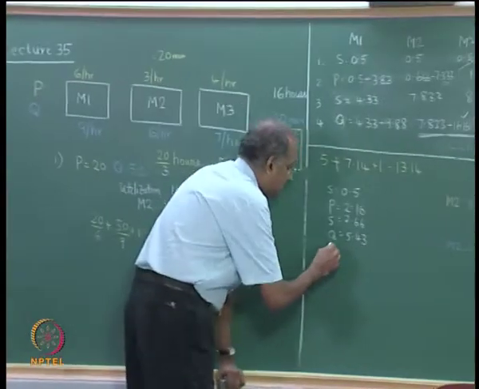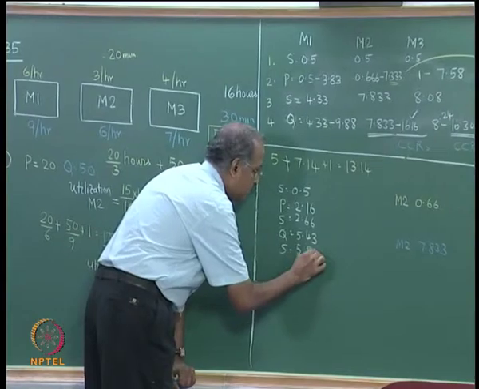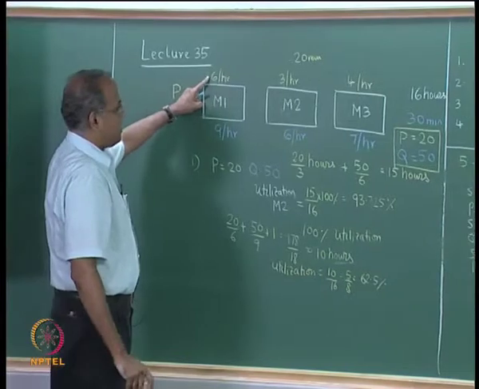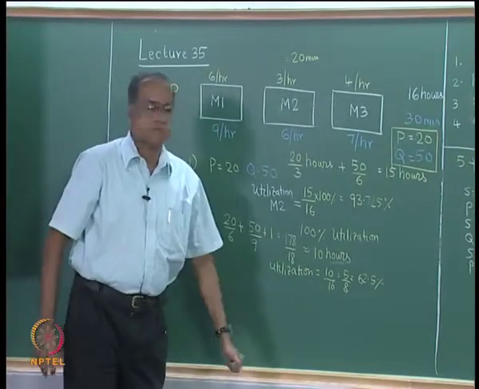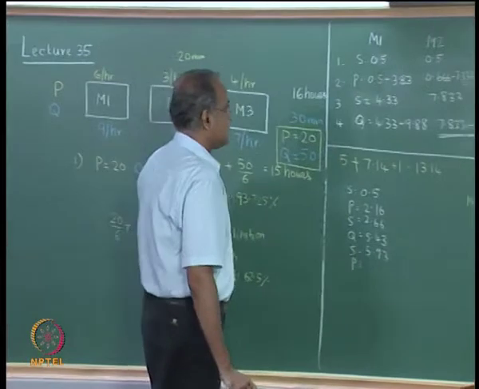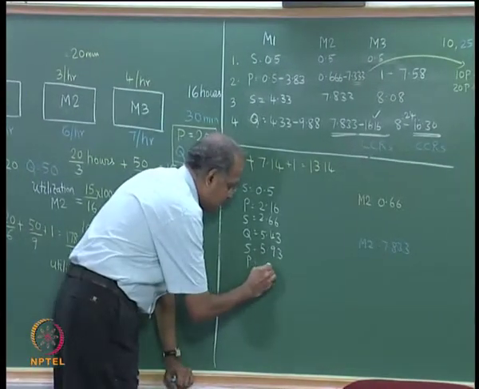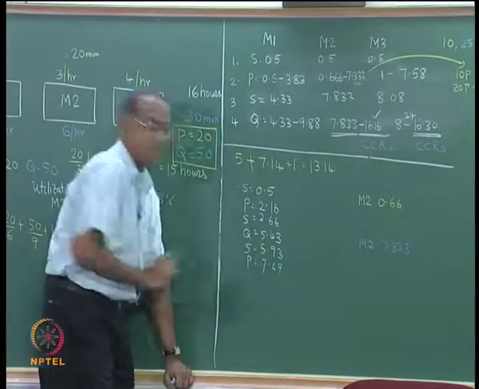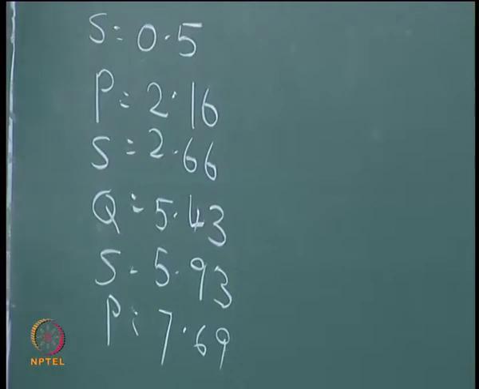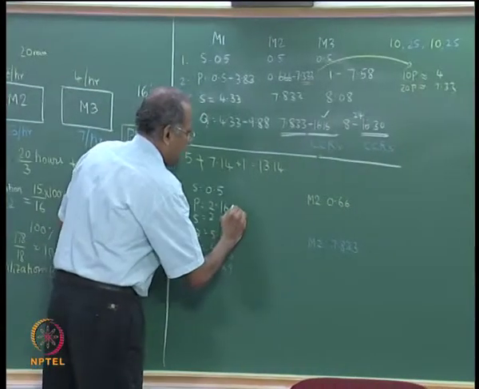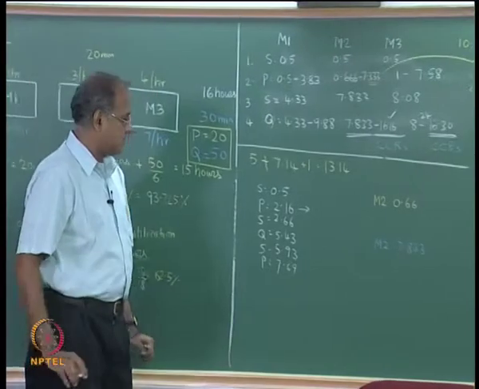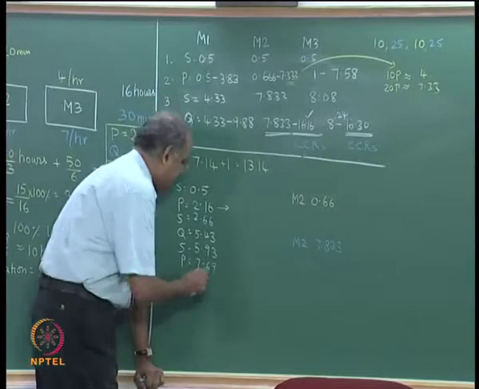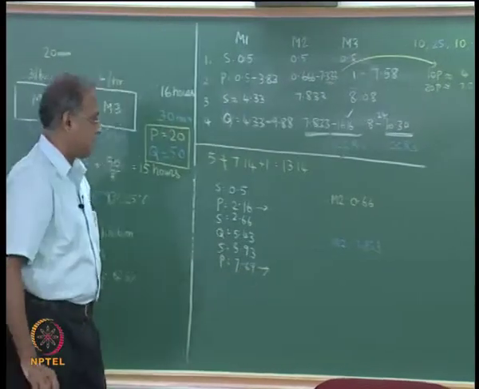Now again a setup, so 5.93. Now again P. So P will be 10 by 6, which is 1.66. So 1.66 plus 5.93 is 7.59. So the first 10 of P will come out at 2.16. The next 10 of P will come at 7.69.